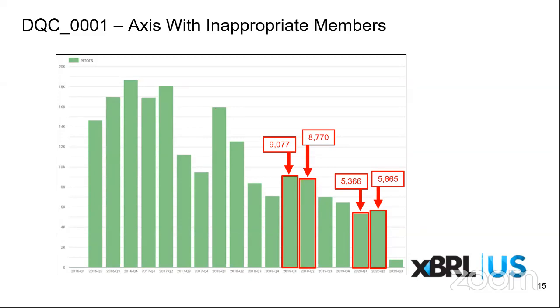DQC 1 identifies when inappropriate members are used on an axis. There are some axes for which only members shown on that axis in the standard taxonomy can be used. The range axis is one example. There are other axes which should always have extension members. So for example, the plan name axis, which is used for share-based compensation arrangements, is expecting to get an extension member on it. DQC 1, which is also included in the taxonomy rules approved by the SEC, identifies appropriate restrictions on the members used for 27 different axes in the taxonomy.